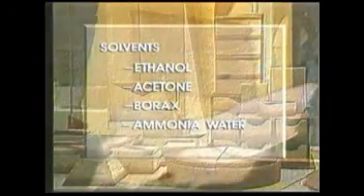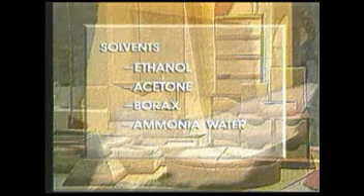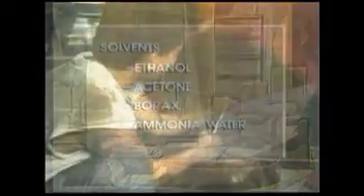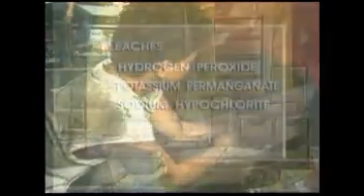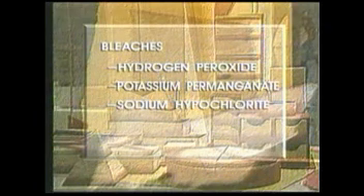The second stain removers are dissolvents like ethanol, acetone, borax, and ammonia water. These solvents are effective for removing stains caused by grease and chocolates. The third stain removers are the bleaches like hydrogen peroxide, potassium permanganate, and sodium hypochlorite.